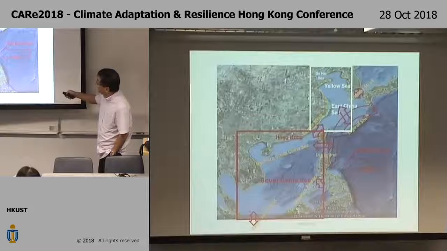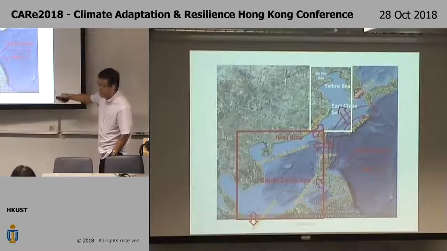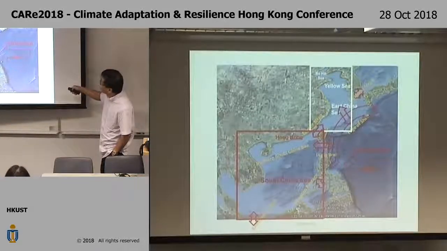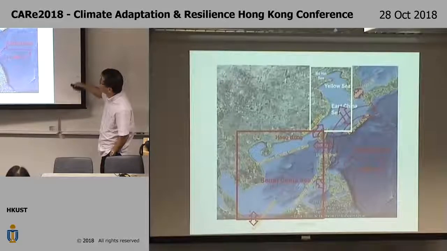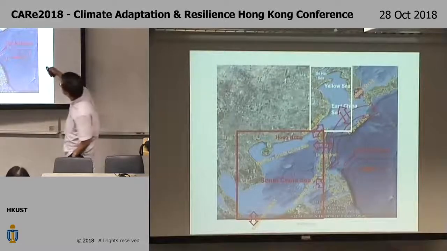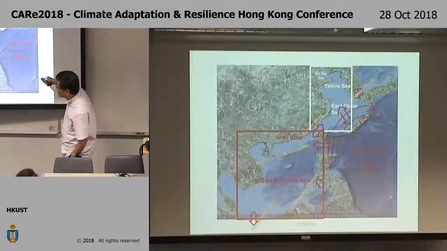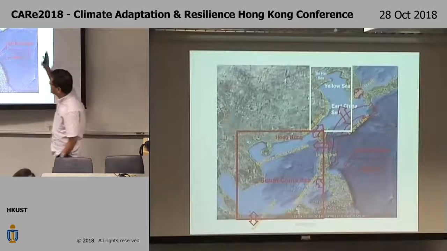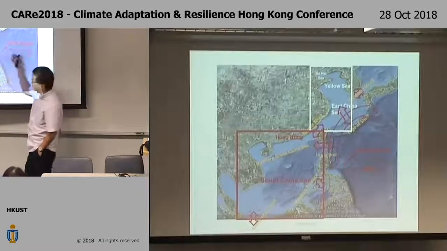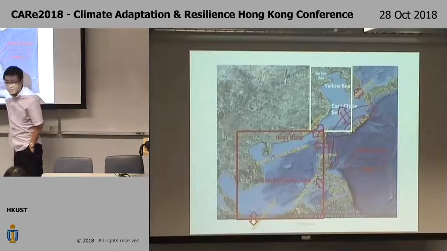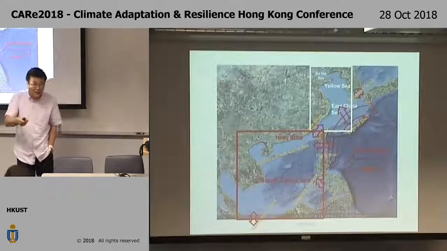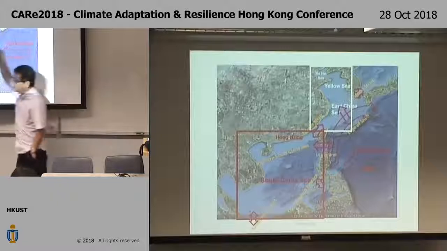Here, where we are sitting, Hong Kong, this is the South China Sea, and there's a very strong current called the Kuroshio. The Kuroshio passes through here. If this current slows down, it will move more Western Pacific water and deep water into the South China Sea. Therefore, the fuel, the nutrient, and heat move towards the South China Sea.